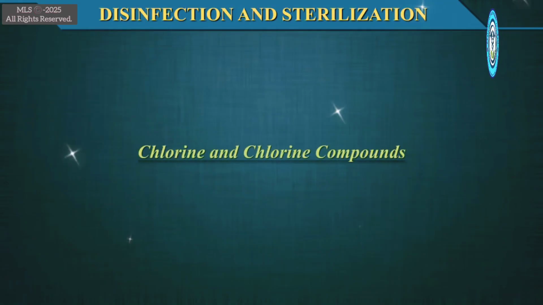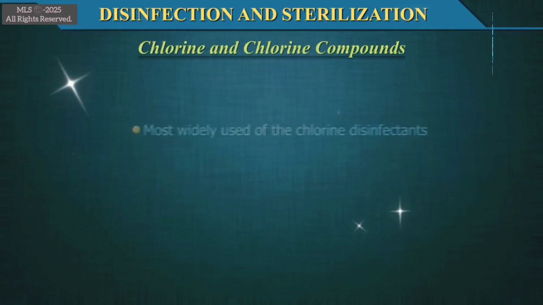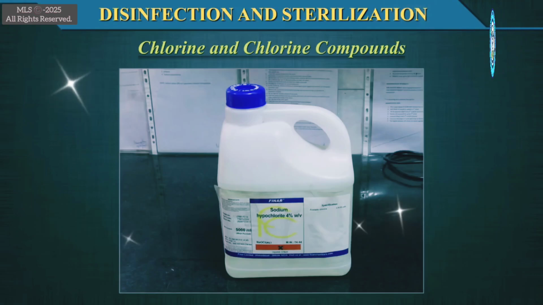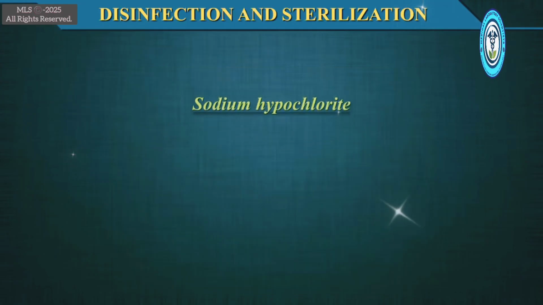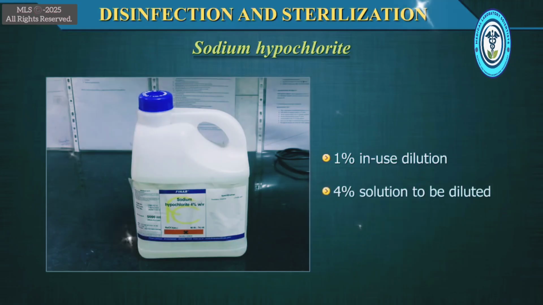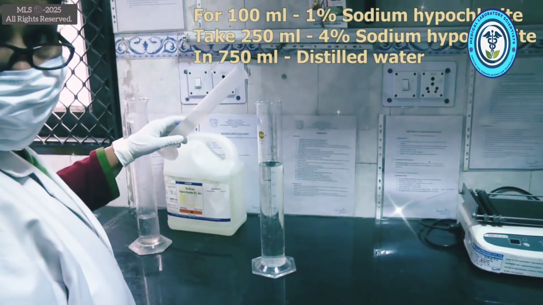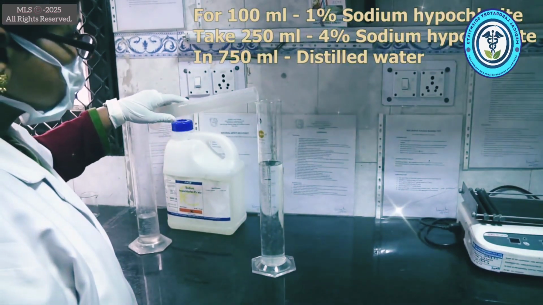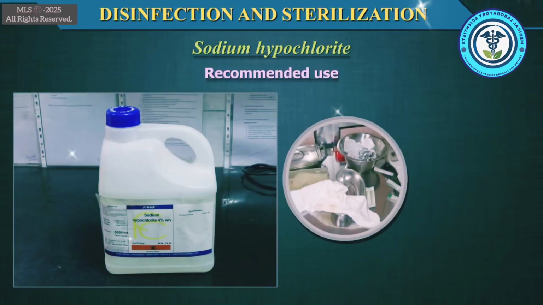Chlorine and chlorine compounds. Hypochlorites, the most widely used of the chlorine disinfectants, are available as liquid, for example, sodium hypochlorite, or solid, for example, calcium hypochlorite. Sodium hypochlorite, 1% in use dilution, 4% solution to be diluted. For 1000 ml of 1% sodium hypochlorite, take 250 ml of 4% sodium hypochlorite and 750 ml of distilled water. Recommended use: disinfection of material contaminated with blood and body fluids.